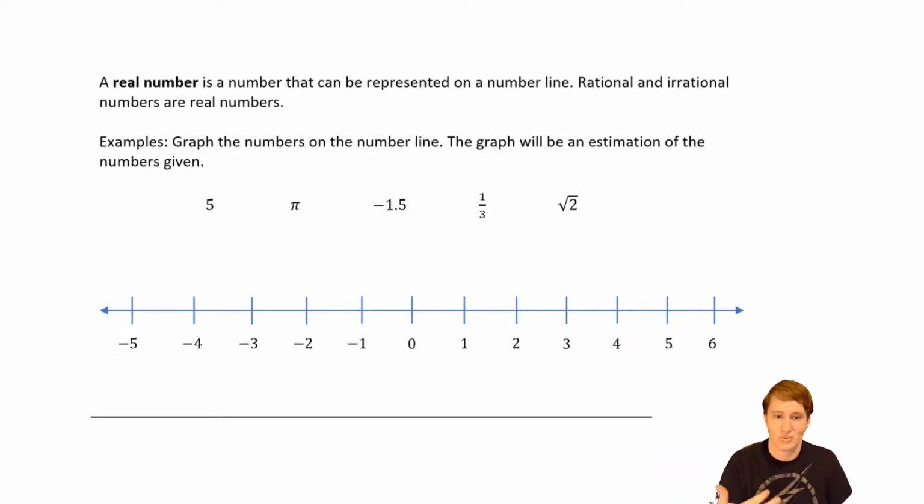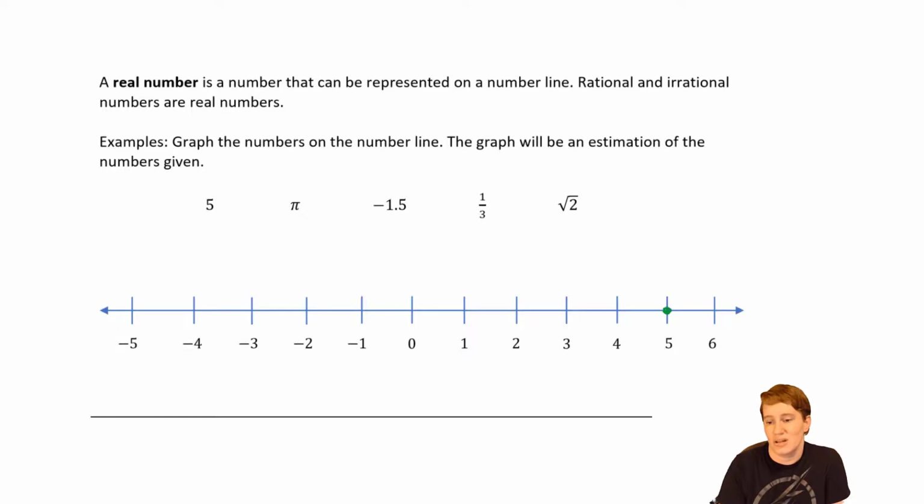Imaginary numbers are actual numbers that have purpose and do something. It's just that we don't encounter them in the same way that we encounter real numbers. So all that to say that real numbers we can put on a number line. So here I've got a number line, and I've got some numbers to graph. So I started off easy with just 5.